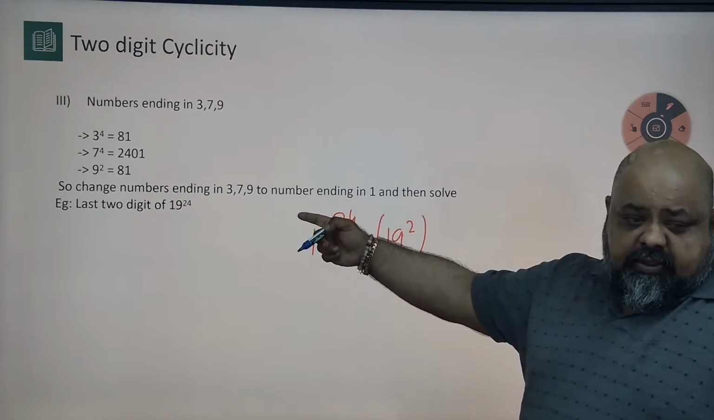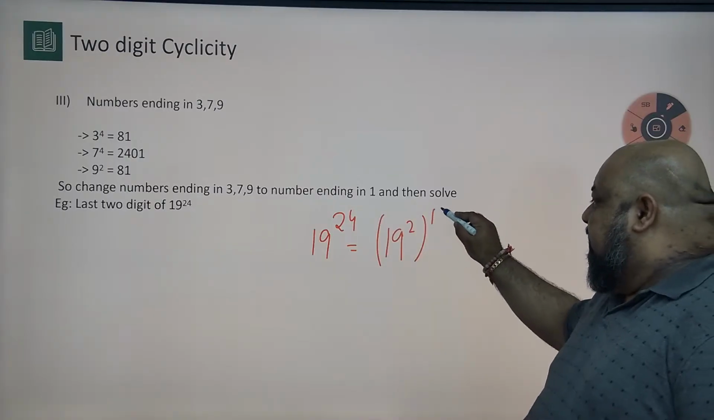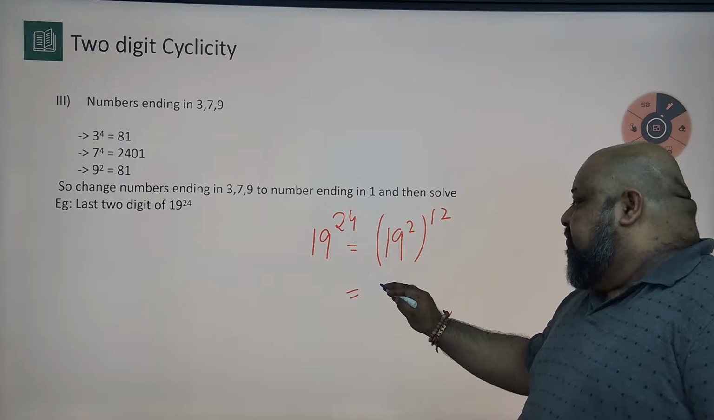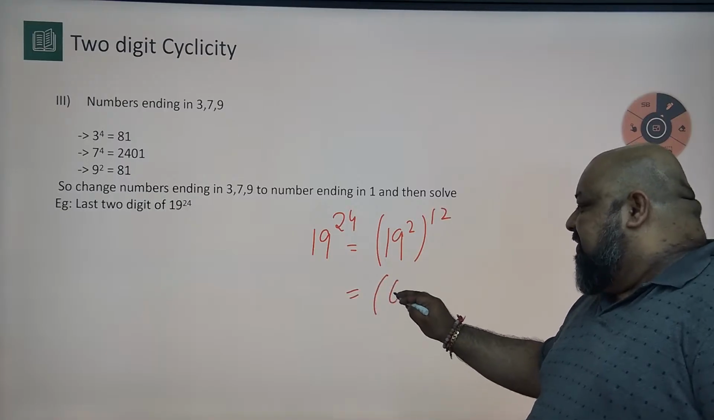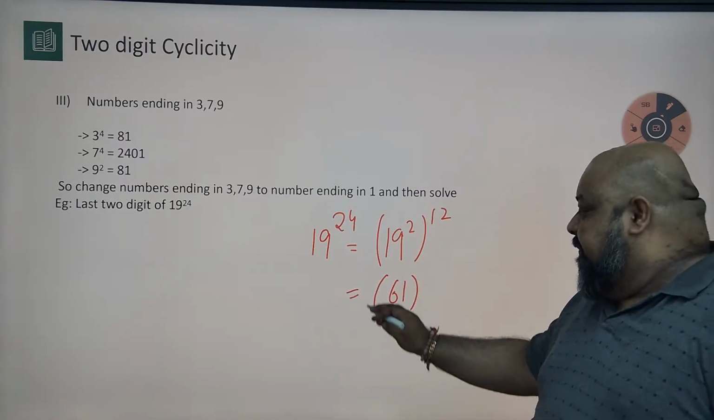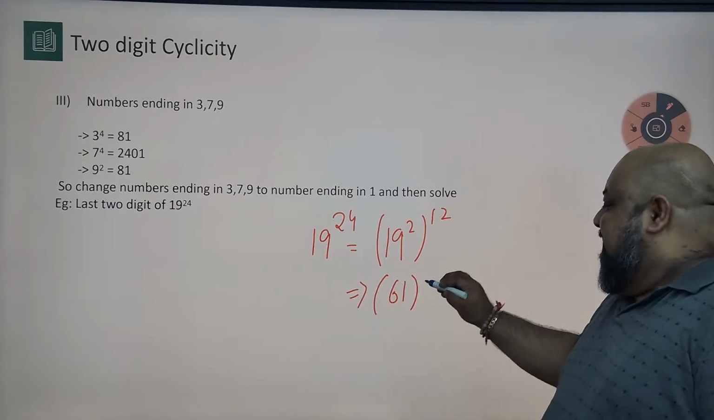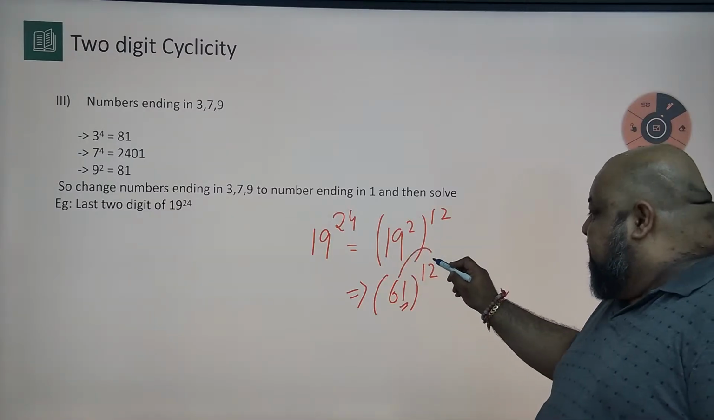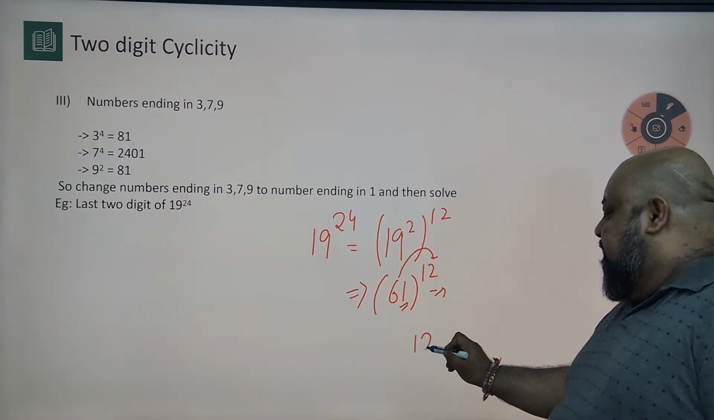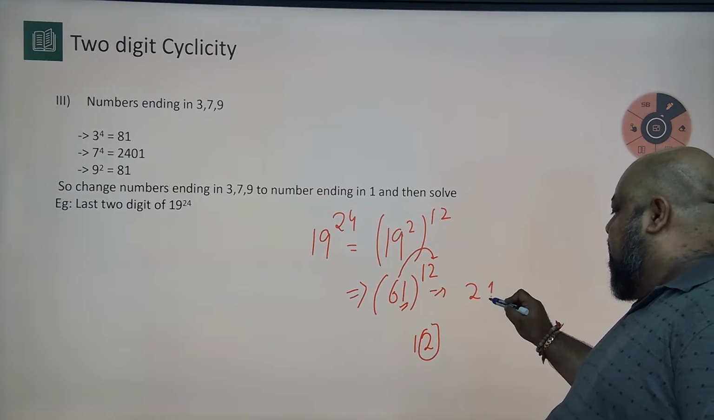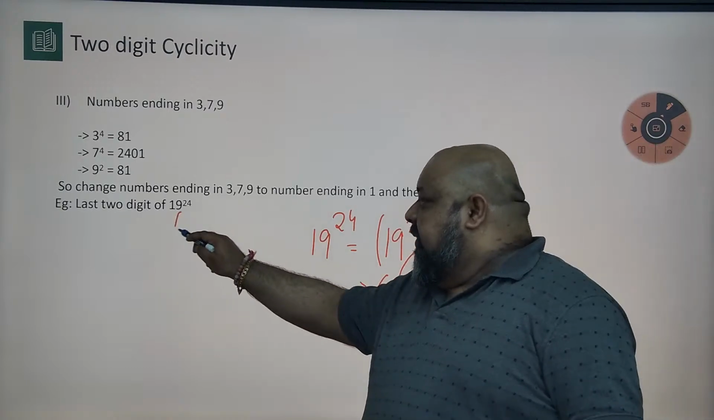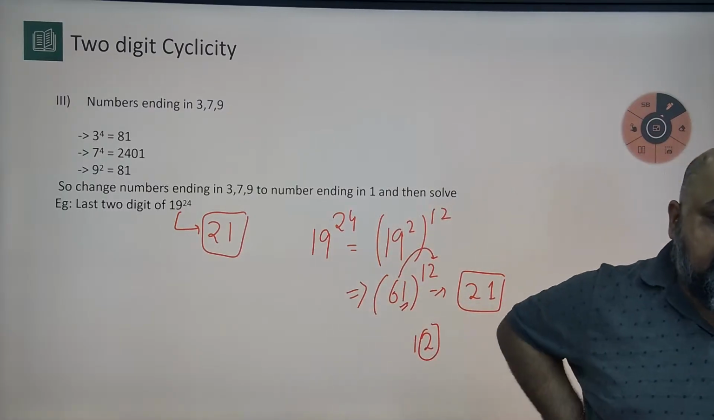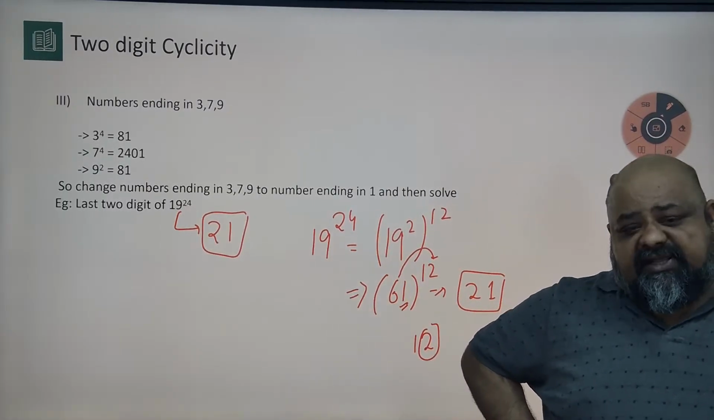If I take 2 inside the bracket, 24 by 2, 12 is left outside. Now I find out the square of 19. 19 squared is 361. I am just writing 61 because 3 is not important for me in this case. 61 raised to power 12. So now the number becomes something that ends in 1. So I multiply 6 and 2. 6 2s are 12. Take that 2 and the 1. So this will end in 21. Again, unit digit cyclicity important.